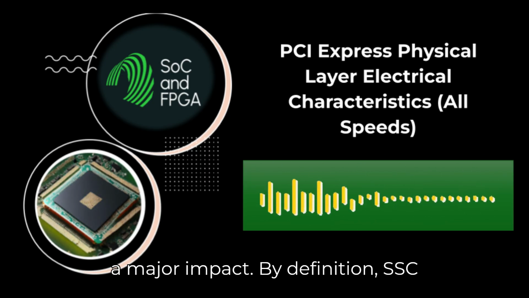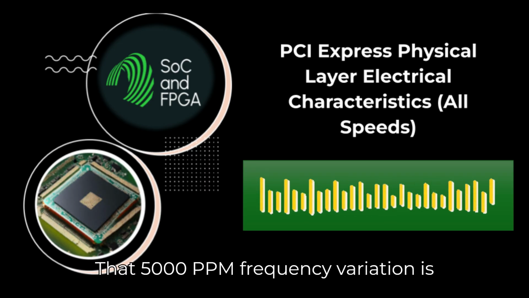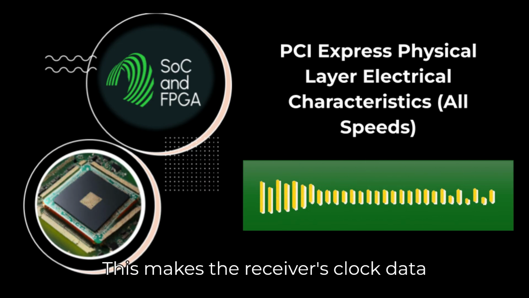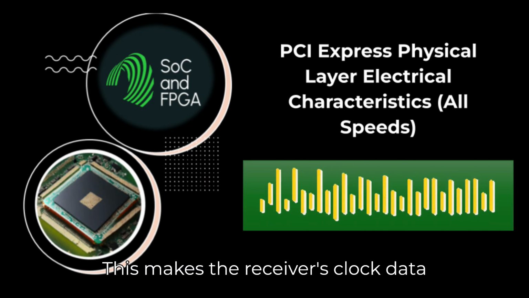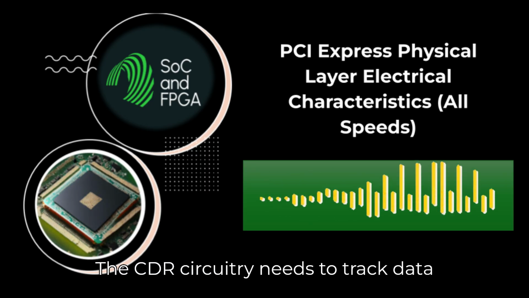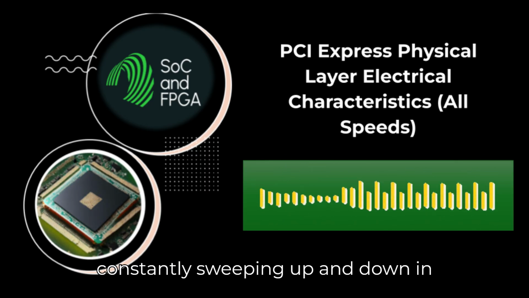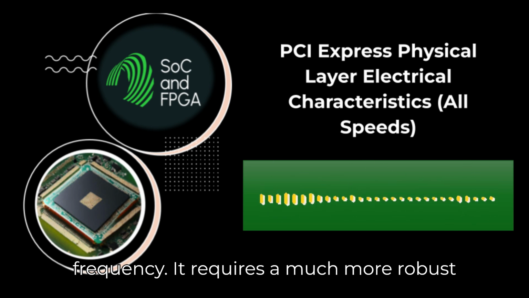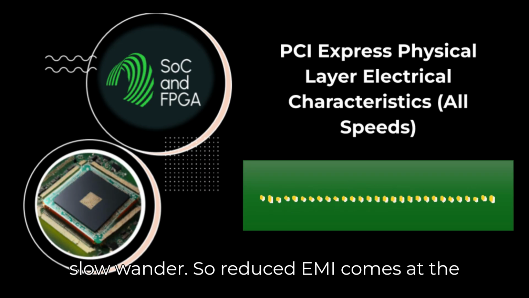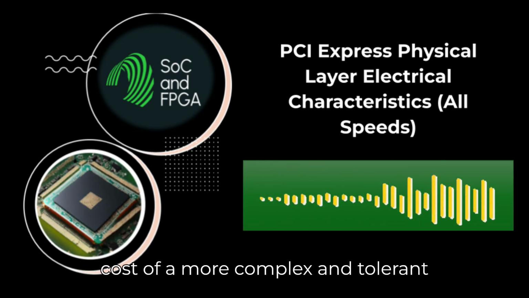Yes, there's a major impact. By definition, SSC introduces a lot of low-frequency jitter. That 5,000 ppm frequency variation is jitter from the receiver's perspective. This makes the receiver's clock data recovery, CDR, job much harder. The CDR circuitry needs to track data coming in based on a clock that's constantly sweeping up and down in frequency. It requires a much more robust CDR design that can handle this large, slow wander. So reduced EMI comes at the cost of a more complex and tolerant receiver.